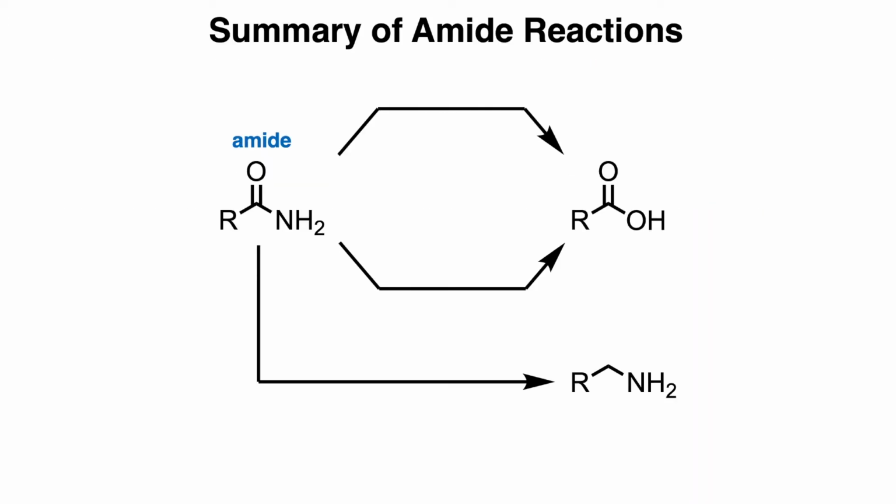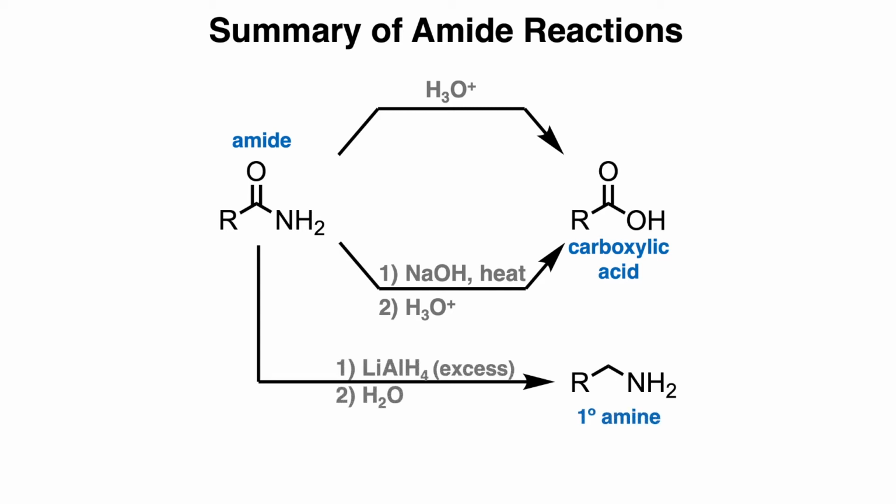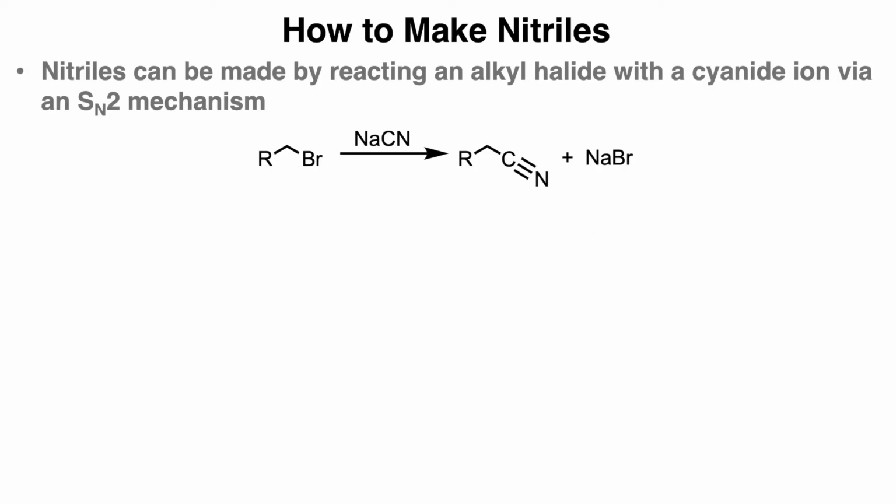So to summarize amide reactions, we can undergo hydrolysis using an acid like H3O plus or a base like NaOH to form a carboxylic acid. You could also reduce amides to primary amines using lithium aluminum hydride. And now let's move on to the last functional group of this video, nitriles, or carbons triple bonded to nitrogens.